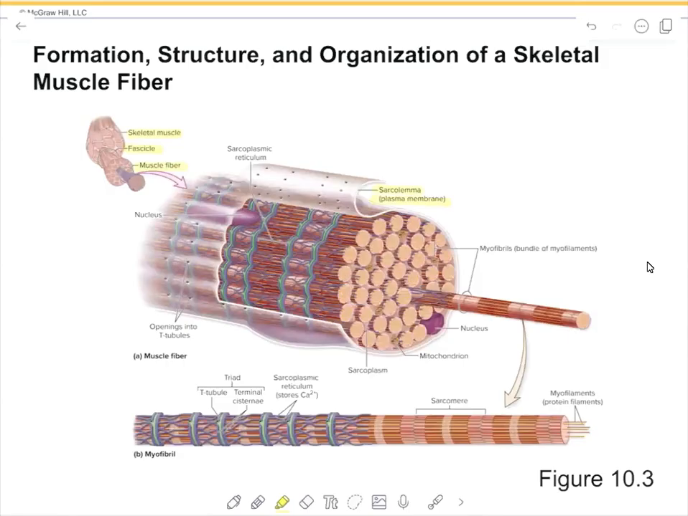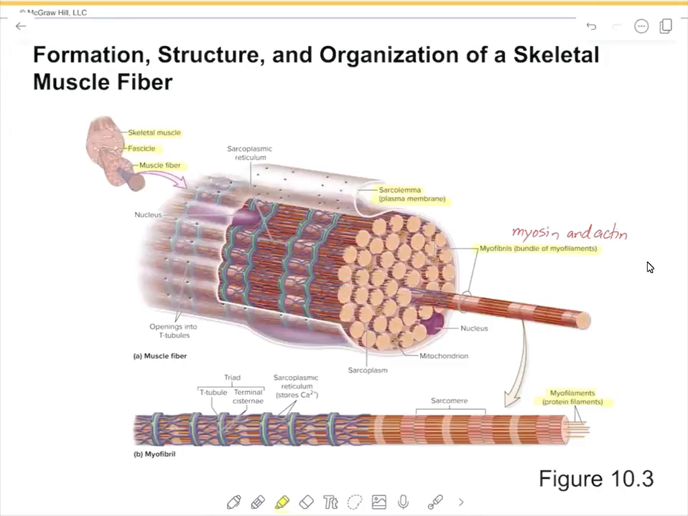The entire structure within the sarcolemma are myofibrils, which have bundles of myofilaments. And these myofilaments specifically are going to be called myosin and actin, which we will be talking about more coming up.